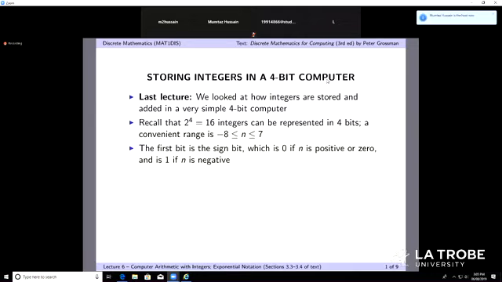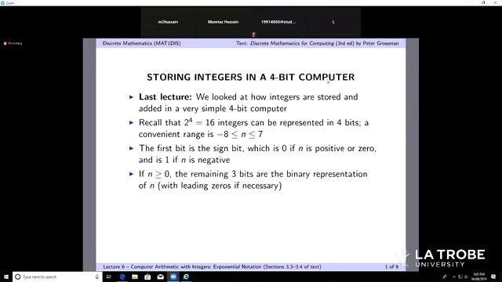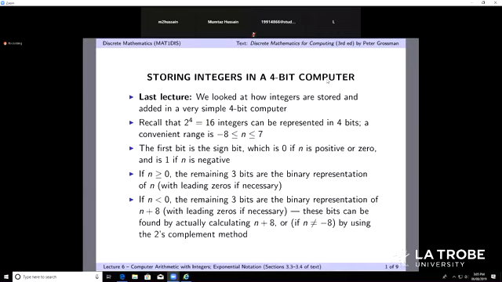So the first bit is a sign bit, which is 0 if the integer that you want to store is positive, and 1 if the integer that you want to store is negative. And if the integer is positive, then the remaining 3 bits are just a binary representation of that. And if the integer is negative, the first bit is 1, and the remaining 3 bits are obtained by the binary representation of that negative number by taking 2's complement.